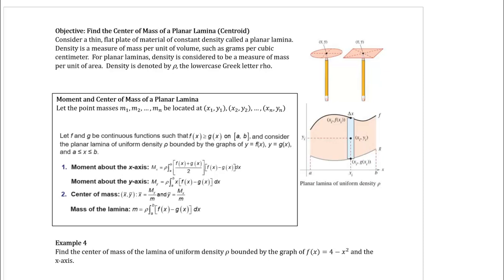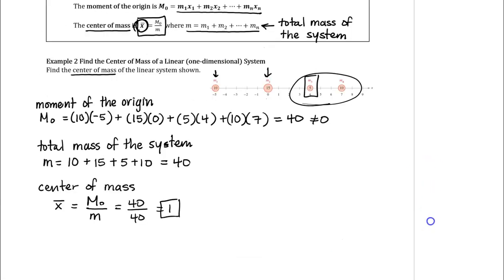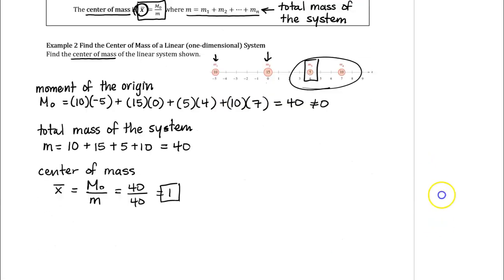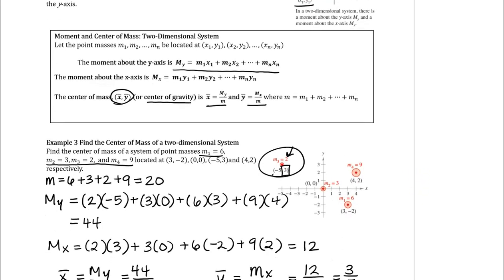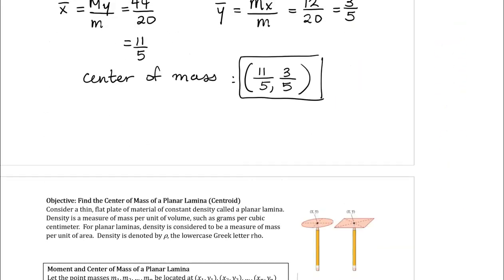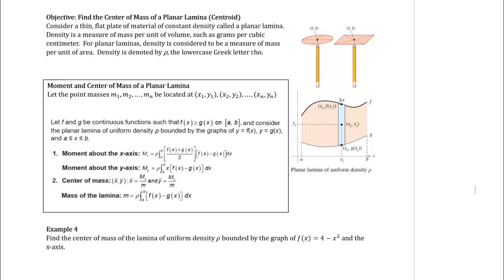So far, we have found the center of mass in a one-dimensional system, if we're thinking about just like a seesaw. We have also found the center of mass in a two-dimensional system, if we're thinking about points in a plane with different varying masses. And now, finally, we're going to be looking for the center of mass of a planar lamina.